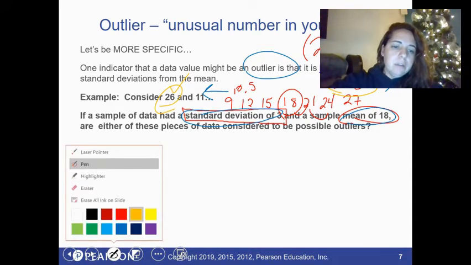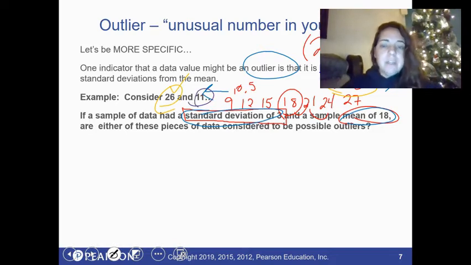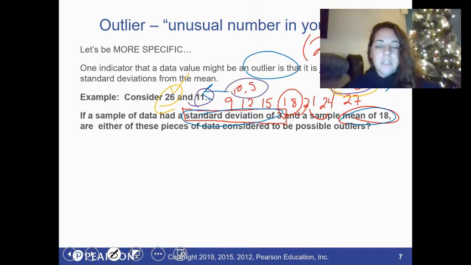Let's look at 11. Is 11 bigger than 25.5? No. Is it smaller than 10.5? No. So it doesn't sound like it's an outlier. Sounds like it's right within most of the data.